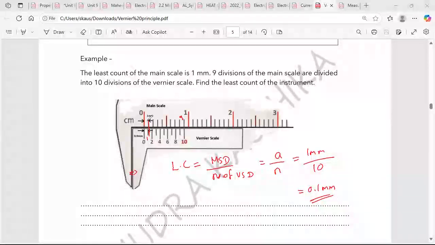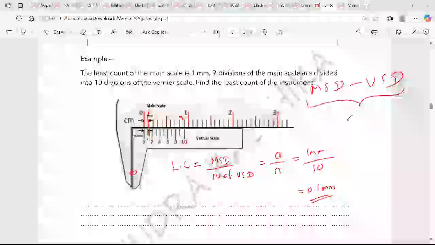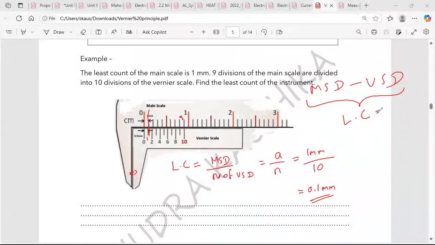That means it has moved across that gap. That gap is equal to the difference of the main scale division and a vernier scale division. So you can calculate it using the main scale and the vernier scale. We'll see that next. That is why we say the least count is equal to that difference. For this one, it's 1 millimeter minus 0.9 millimeters. You get 0.1 millimeters, the same answer, right? Least count is equal to the difference of one main scale division and one vernier scale division.